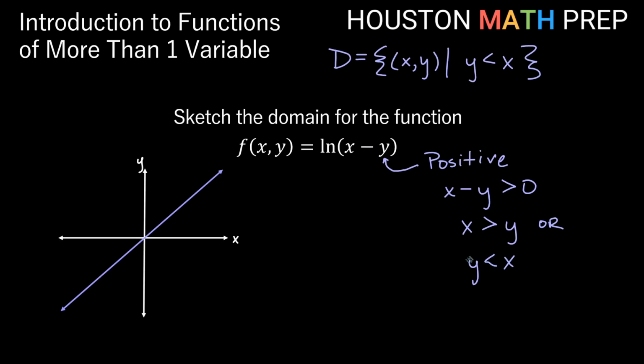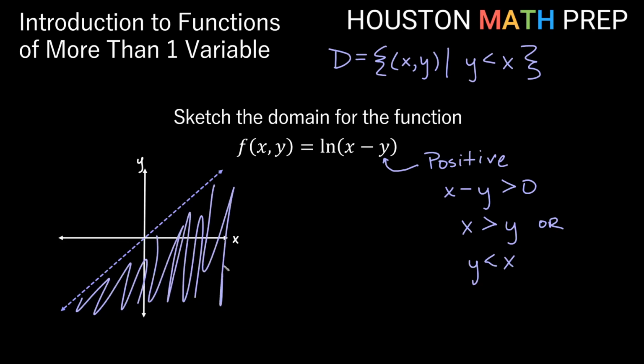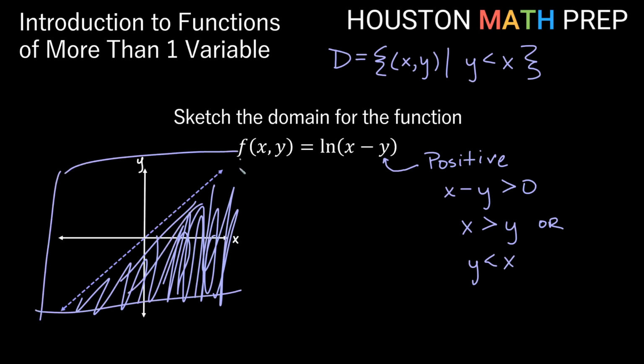So it's going to be on one side or the other of the line. Since we don't actually want this line, we'll make it a dashed or dotted line, saying that we don't want to be exactly on the line. And then since y is less than x, we'll shade below our line here. Since we've solved explicitly for y, you can see that this region under the line in the xy plane is our domain for the function.